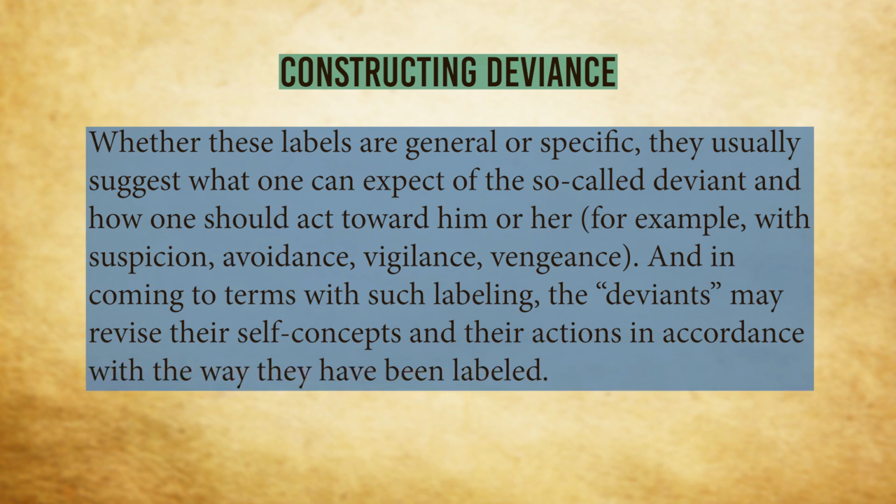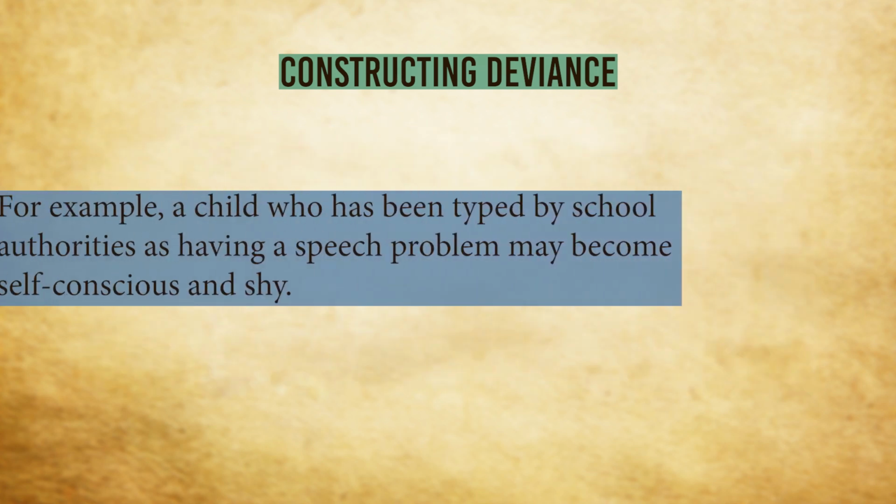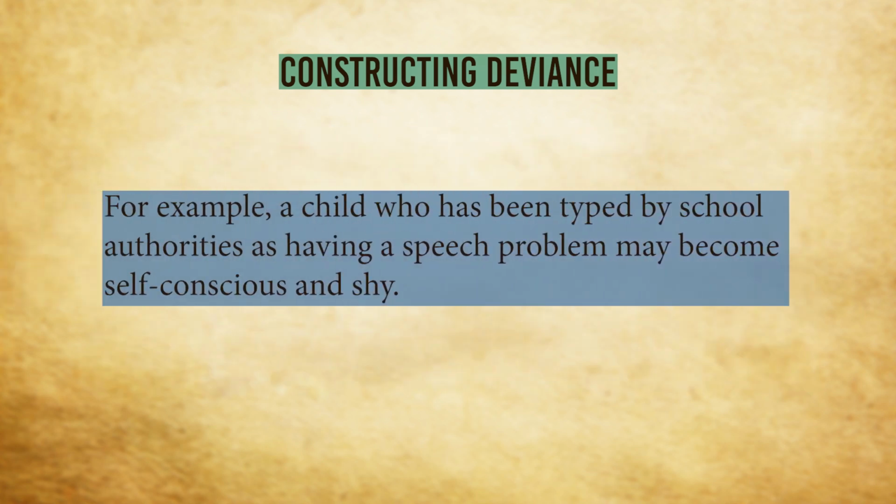And in coming to terms with such labeling, the deviants may revise their self-concept and their actions in accordance with the ways they have been labeled. For example, a child who has been typed by school authorities as having a speech problem may become self-conscious. Now, what is important here, learners, is how we construct our situation. Deviance is something which is being socially constructed at one particular point of time.